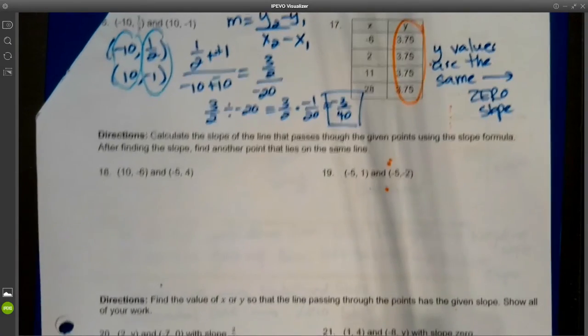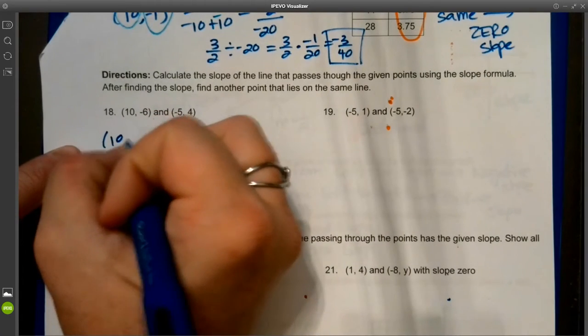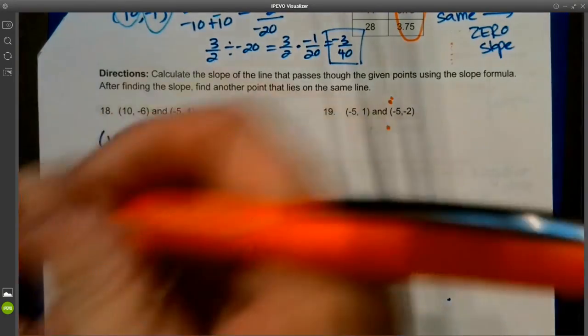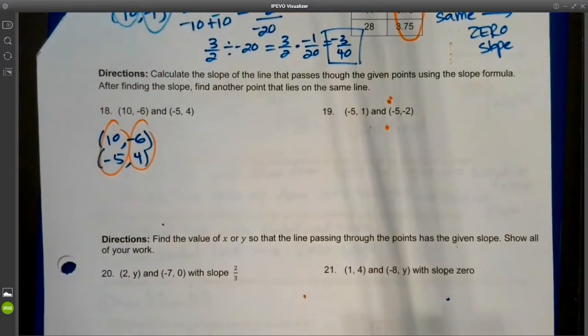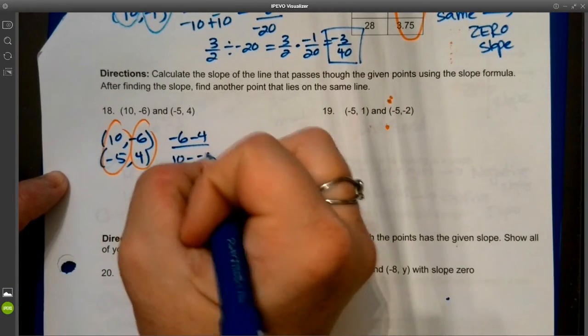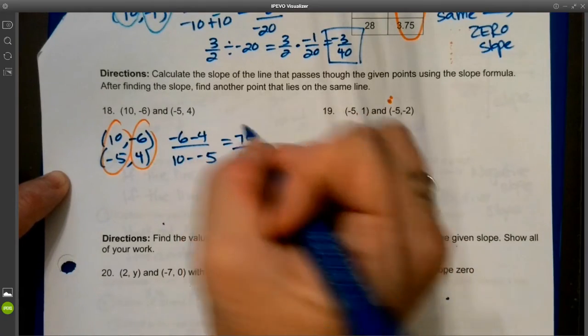All right, 18 and 19. Calculate the slope of the line that passes through the given points using the slope formula. After finding the slope, find another point that lies on the same line. Ooh, I like this question. Okay, so to find slope, not a big deal because we already know we've got our song down. We stack them, subtract them. Y over X, you know. That's how you find the slope. So -10, that's a -10.